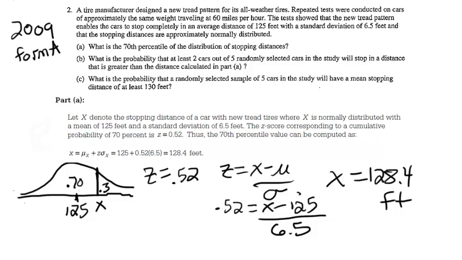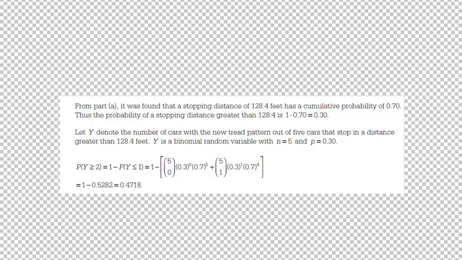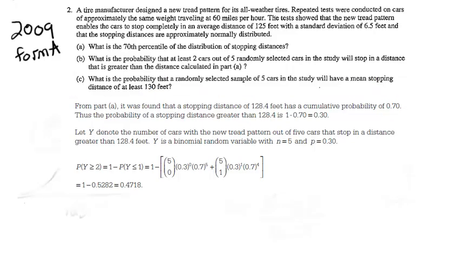So now for Part B, we have to recognize that the situation is binomial. I like how they defined a new random variable y, the number of cars with the new tread that stop at greater than 128.4 feet. They say y is binomial. Notice how they're saying what n and p are. So they're giving a great description of the binomial distribution. And then they're solving that probability.